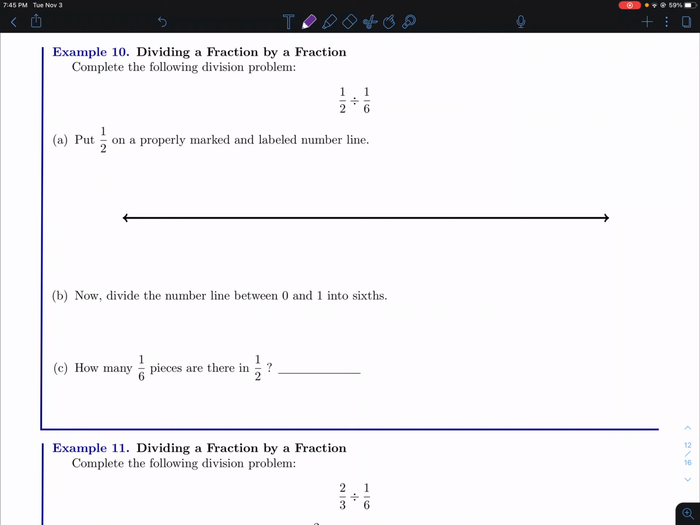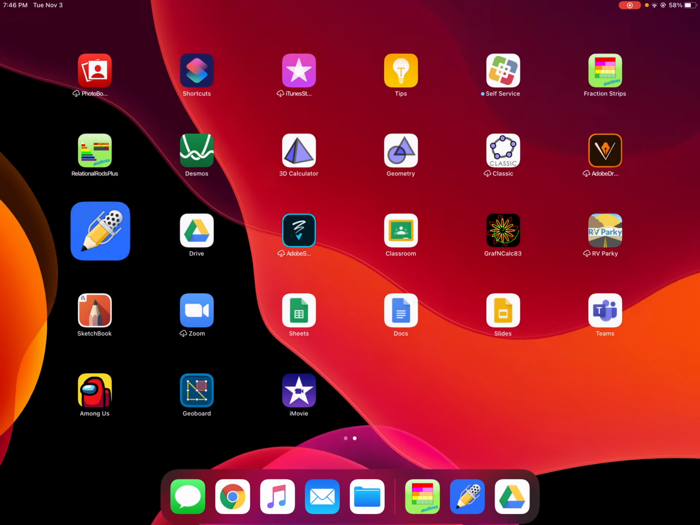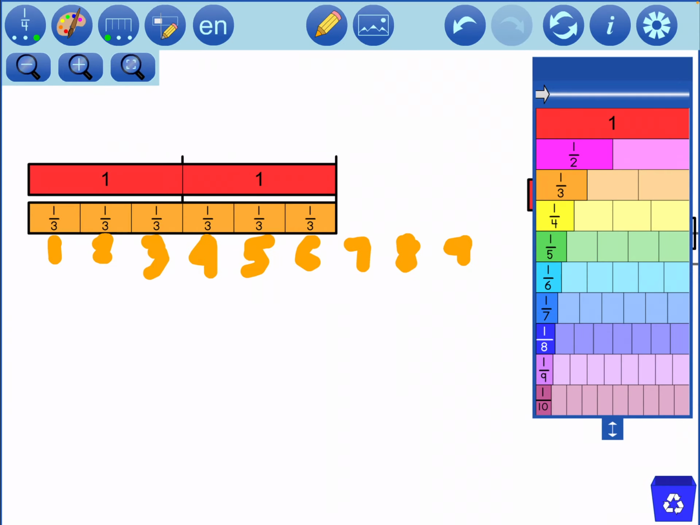So, all right, let's look at dividing a fraction by a fraction. Complete the following division problem. Put 1/2 on a properly marked and labeled number line. Just to motivate it, we're doing 1/2 divided by 1/6.